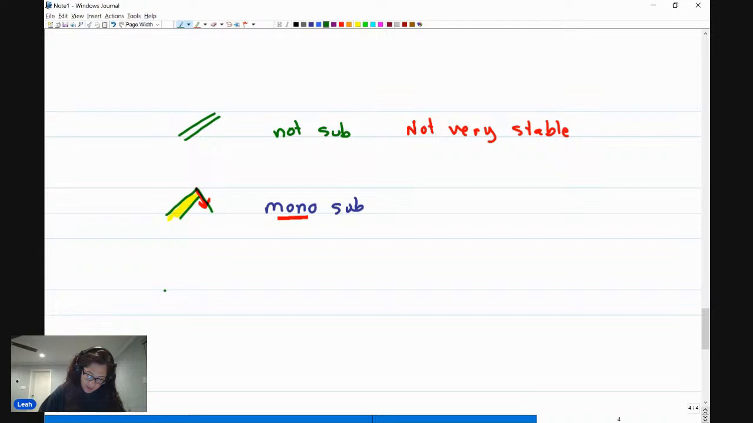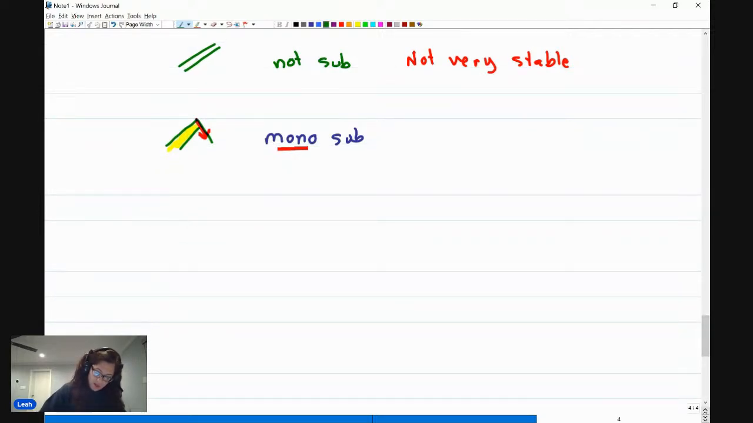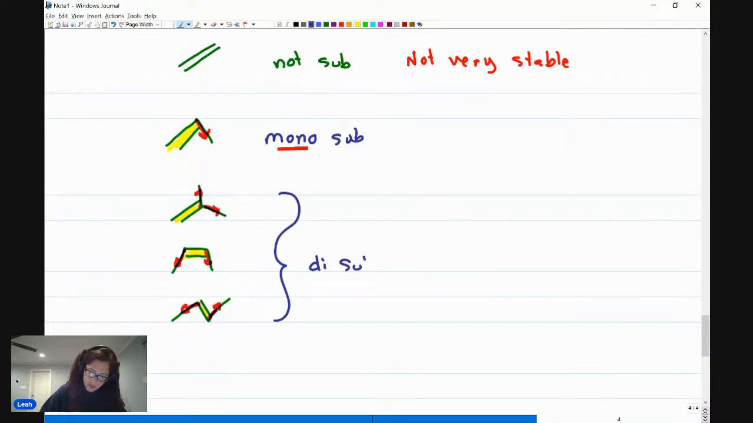If I take this pi bond and I draw 2 substituents out of it, let's do it like this. I take the pi bond and I draw 2 substituents, or I take the pi bond and draw 2 substituents. Let's show each one with the highlighter trick. Highlight the pi bond. How many arrows to carbon? 2, 2, and 2. These are each considered di-substituted, but they're not the same stability.